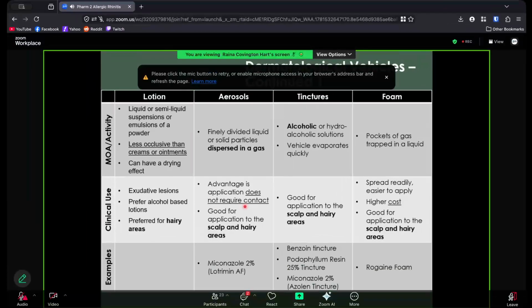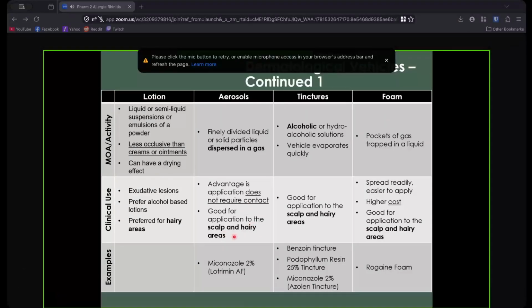instead of squeezing something out of a tube to put it on their body. So we do get a good benefit from the fact that we don't have that contact that's being required, which then usually spreads things. Again, scalp and hair areas is where it's preferred.